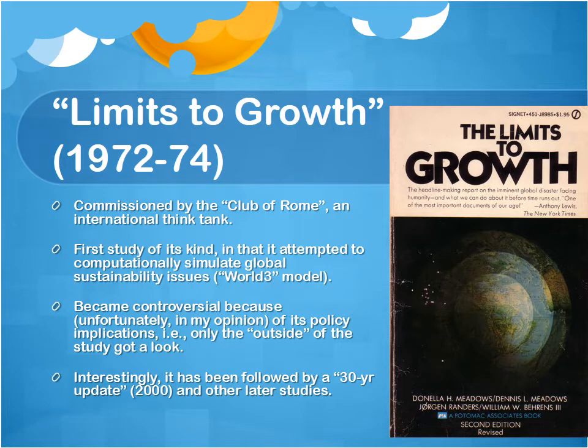Now, interestingly, and we'll see that in this class in a few lectures' time, this study was followed by what was referred to as a 30-year update. The same scientists got together in 2000 or thereabouts and looked at it: we predicted 30 years ago this was going to happen, so what has actually happened? Then they tried to see what was right and what was wrong and why, etc.